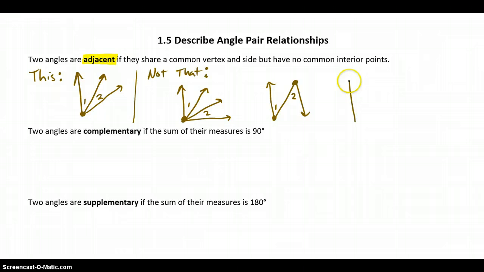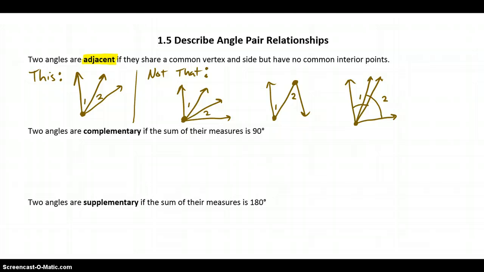We can also have angles that share a common vertex. We'll make this angle 1, but overlap. And when they overlap, we'll call this angle 2. We have some common interior points. They share a vertex, but they are not adjacent.